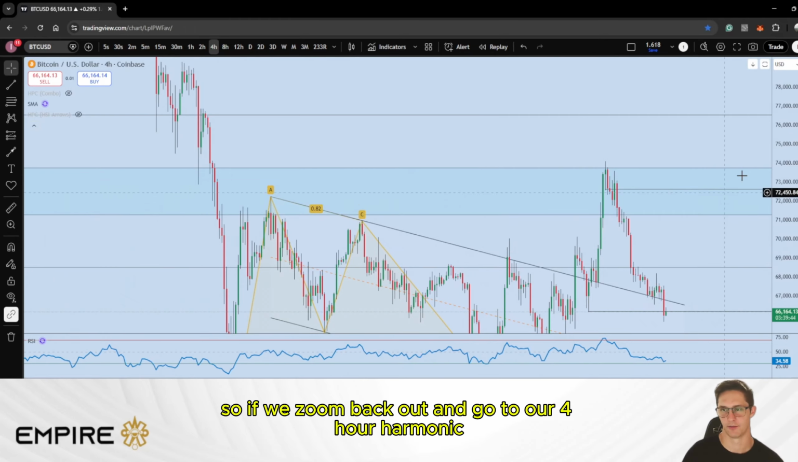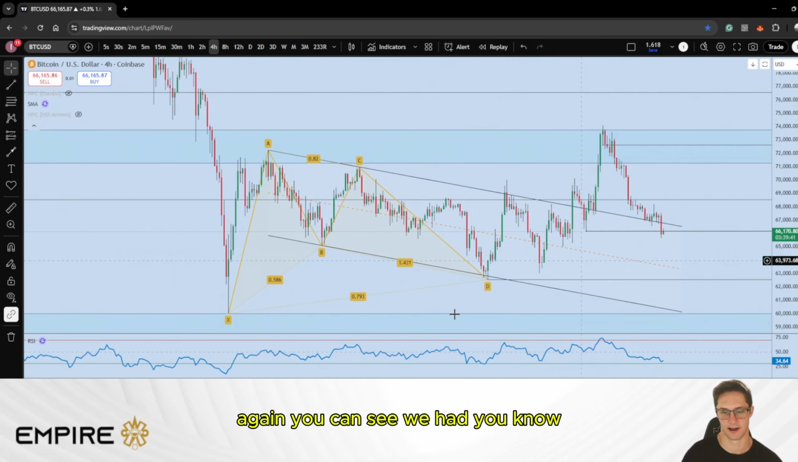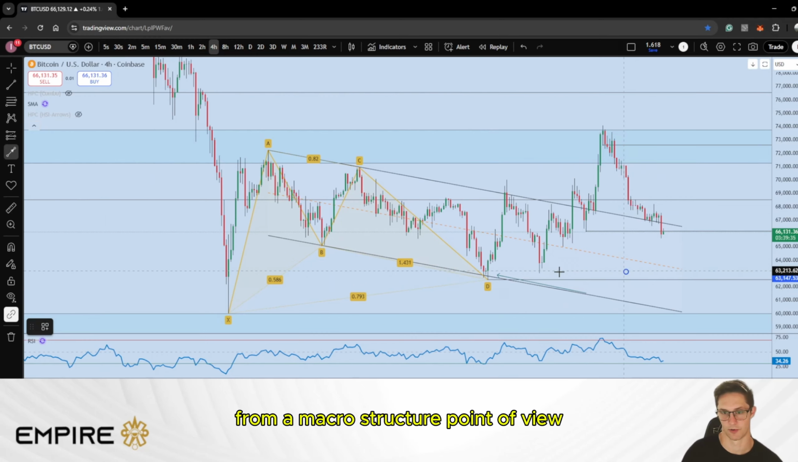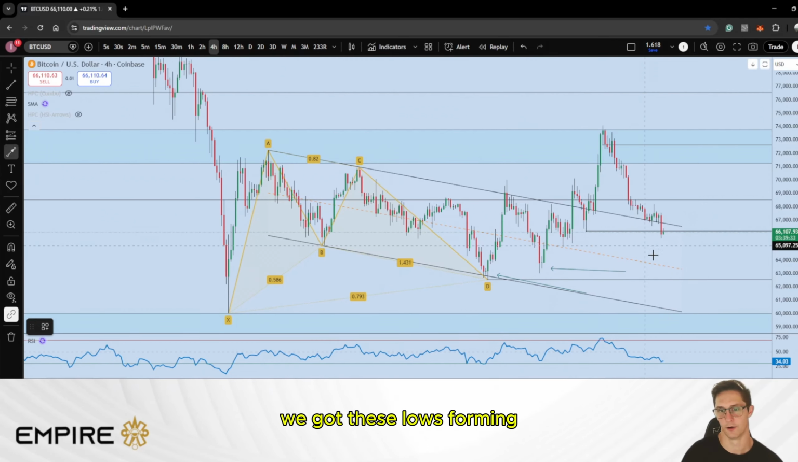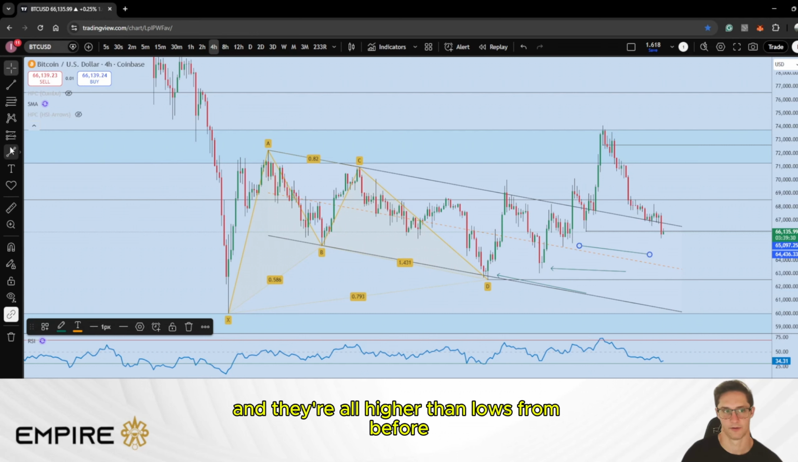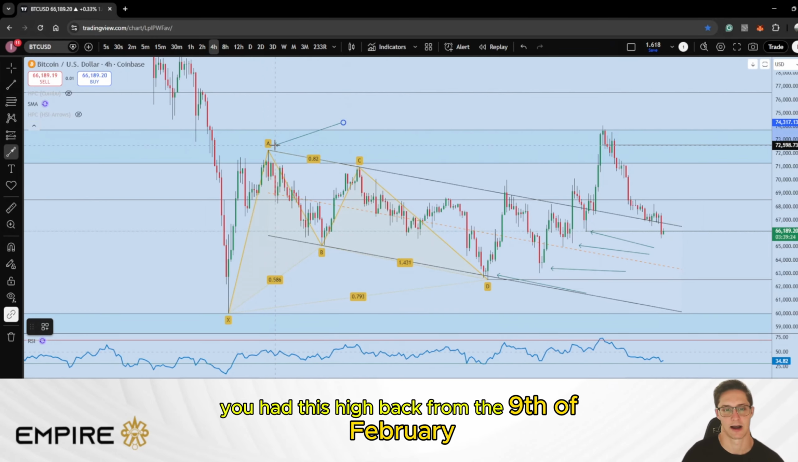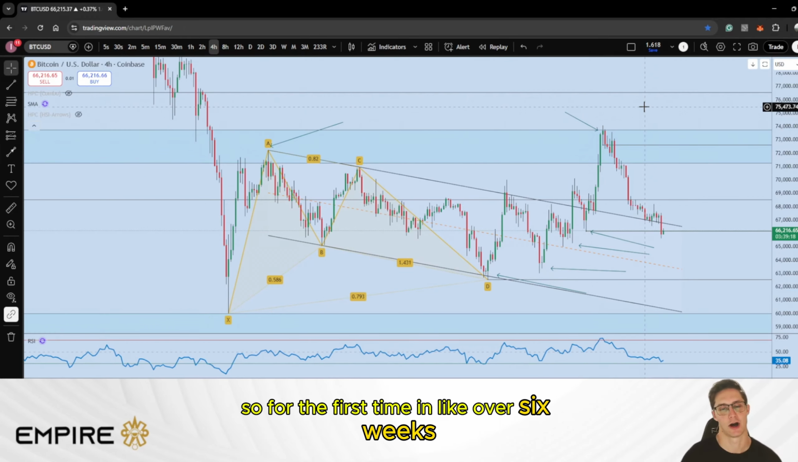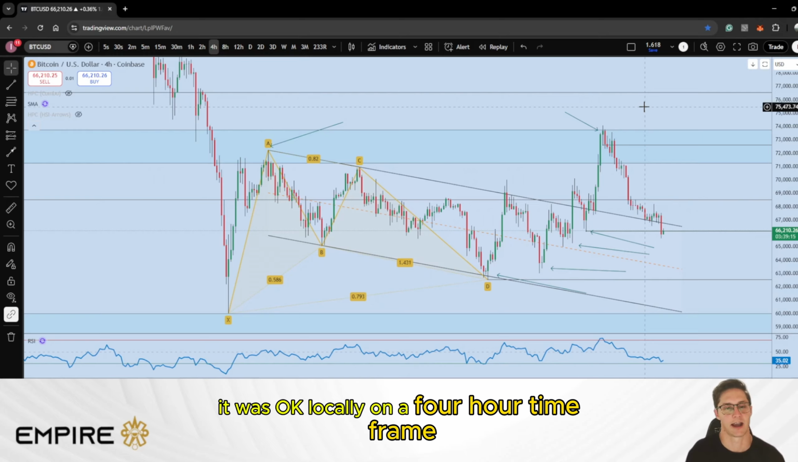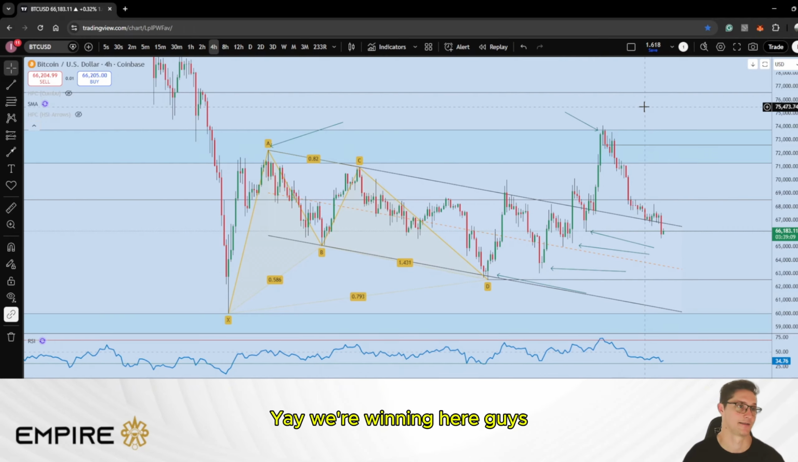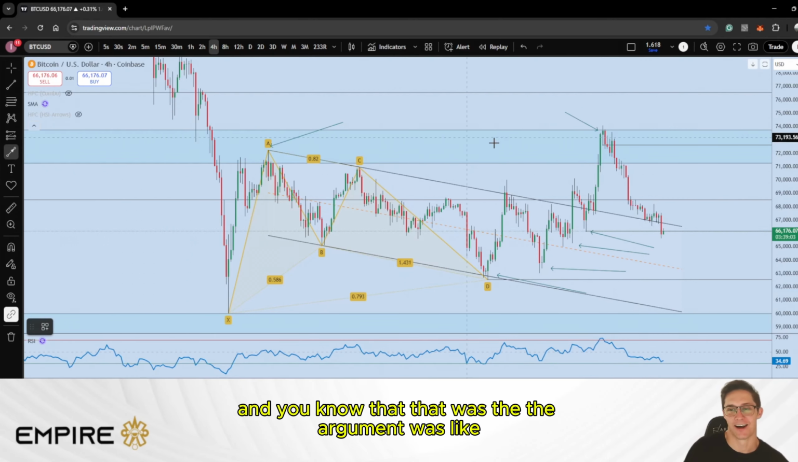If we zoom back out and go to our 4-hour harmonic again, you can see we had some pretty interesting things happening from a market structure point of view. We got these lows forming and they're all higher than the lows from before. So locally, interesting things were happening. And then you had this high back from the 9th of February, and we actually eclipsed it. So for the first time in over 6 weeks, locally on a 4-hour time frame, you are putting in bullish market structure. Yay, we're winning here, guys. We're so back. And that was the argument.